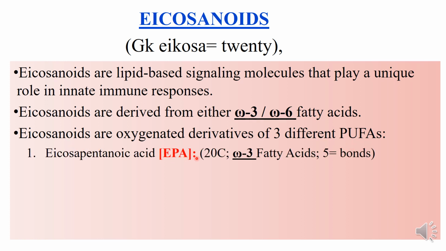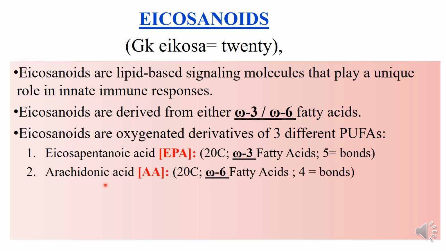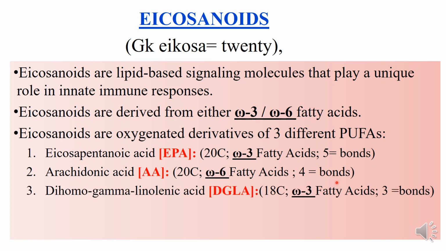Eicosapentaenoic acid, abbreviated as EPA, is a 20 carbon chain omega-3 polyunsaturated fatty acid having 5 double bonds. Arachidonic acid, abbreviated as AA, is a 20 carbon omega-6 fatty acid having 4 double bonds, so it is also a PUFA. And the third one is dihomo-gamma-linolenic acid, abbreviated as DGLA, and it is an 18 carbon omega-3 polyunsaturated fatty acid having 3 double bonds.